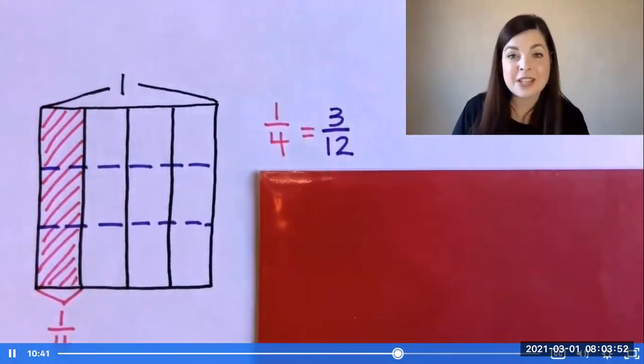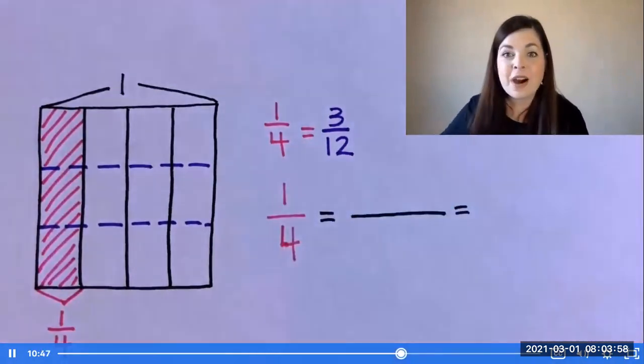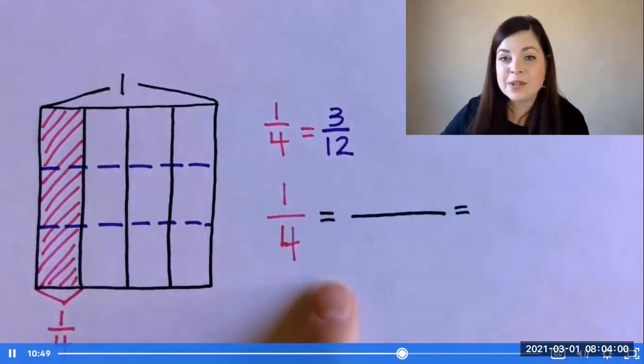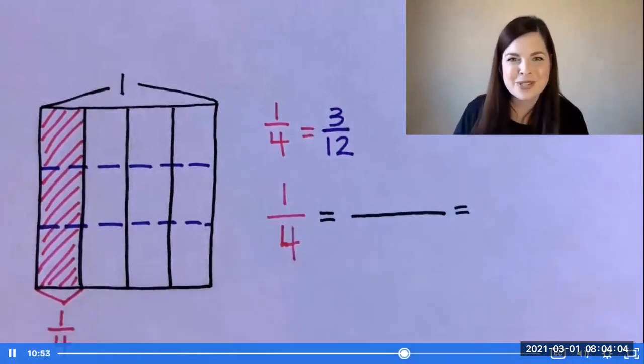Now, let's show what happened to the units using multiplication. But this time, I want you to try it on your own. Pause the video and complete the number sentence to show that 1/4 is equal to 3/12 using multiplication. We'll go over it together when you get back.